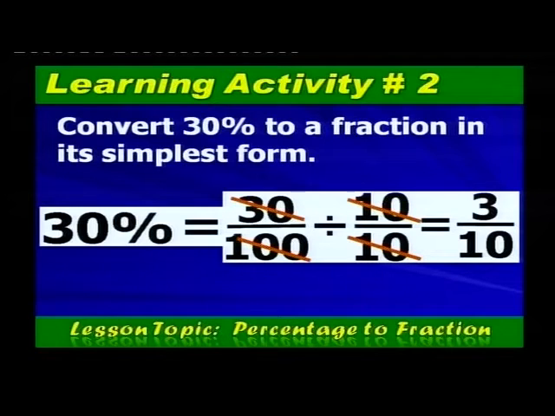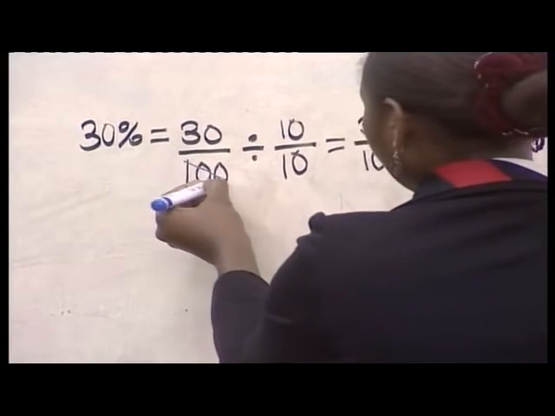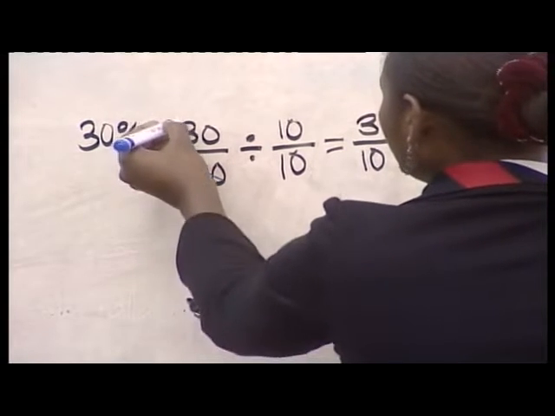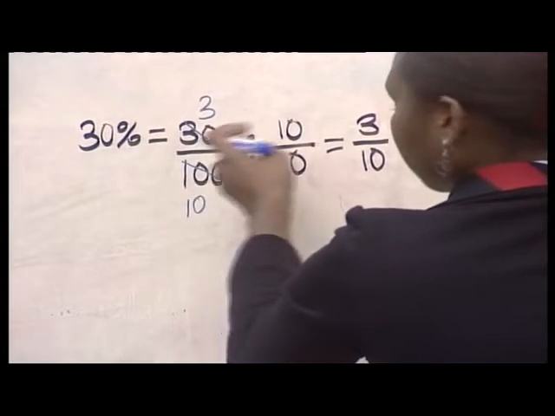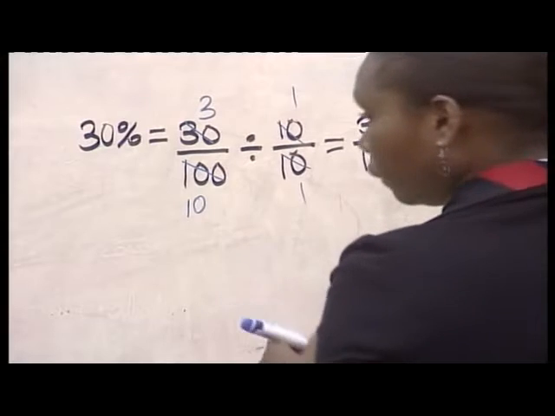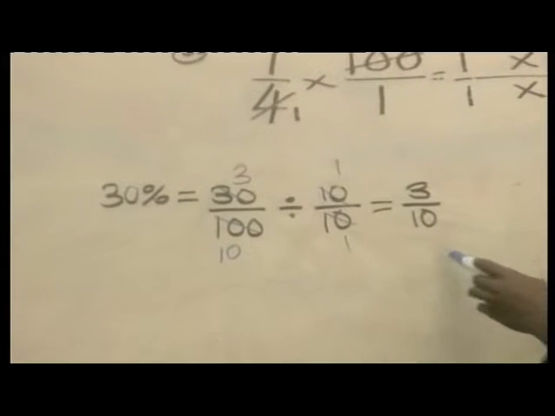simplified by 10 on both sides. As you can see, the arrows have been shown, like what he has done with his working out. Cross to show that you have simplified. 10 into 10 goes, or 10 into 100 goes 10. 10 into 30 goes 3. So when you multiply, it gives you 10 into 10 goes 1 and so forth. So when you multiply, 3 times 1 is 3, 10 times 1 is 10.